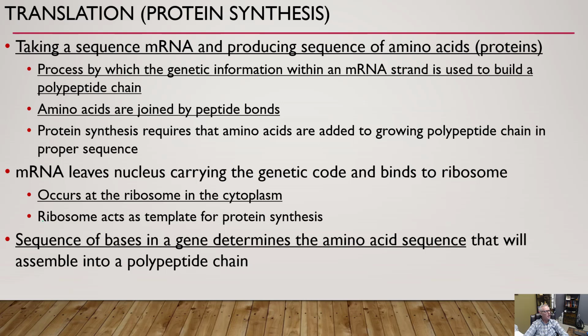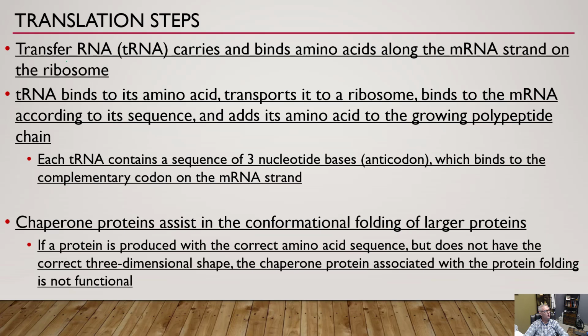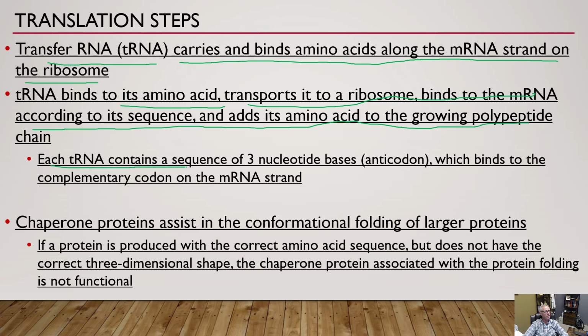So remember that that mRNA strand leaves the nucleus, and it's going to then go to the ribosome in the cytoplasm, and that's where we're going to see protein synthesis. And that's when we're going to determine the amino acid sequence. So what we're going to have is this thing called transfer RNA. It's going to carry and bind amino acids along that mRNA strand on the ribosome. It binds amino acids, transports them to the ribosome, binds to the mRNA strand according to its sequence, and adds the amino acids to the growing polypeptide chain. So each tRNA, transfer RNA, contains a sequence of 3 nucleotide bases, an anticodon, which binds to the mRNA codon.